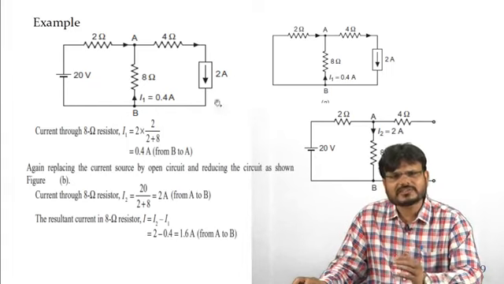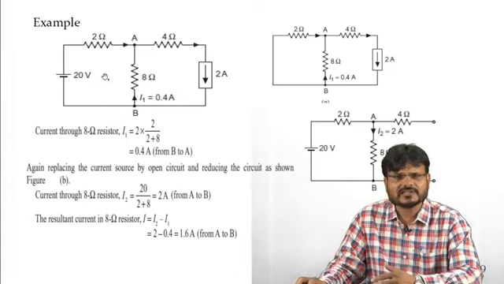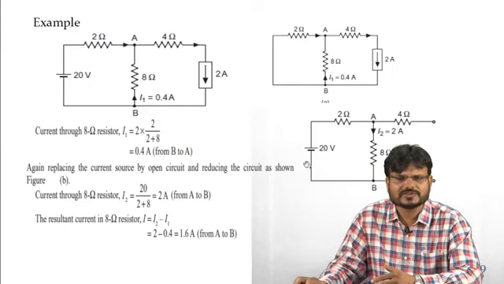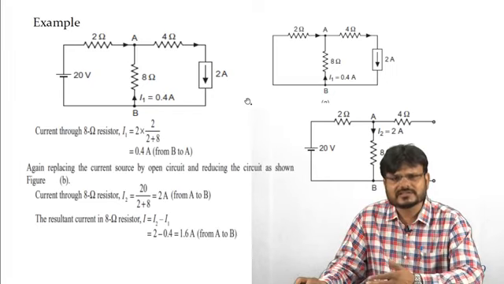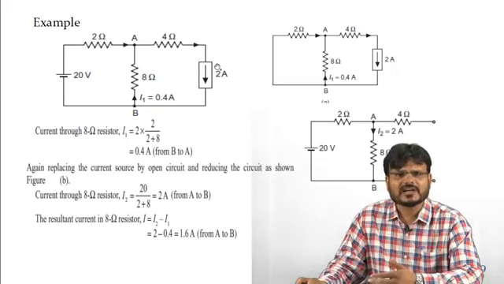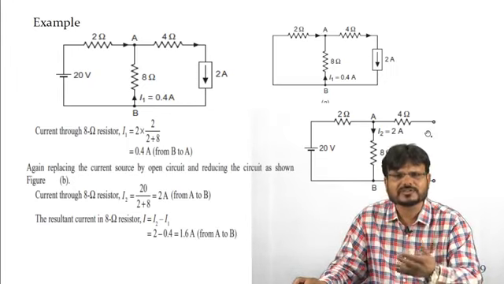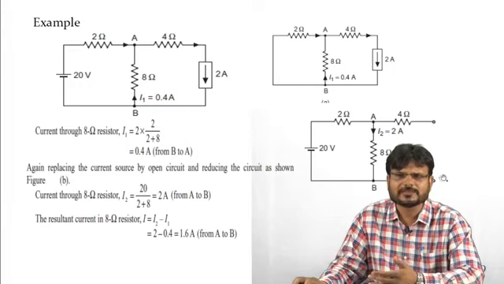Now you have to consider the other source, which is this 20 volt voltage source. You consider this 20 volt source here, and you replace the other source by its internal resistance. The other source is the current source, and the internal resistance of an ideal current source is infinite. Infinite means it is an open circuit. So you replace this current source by an open circuit.